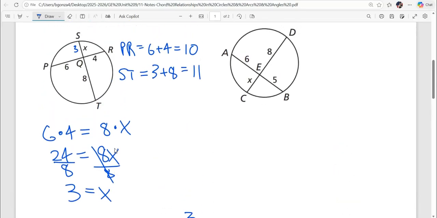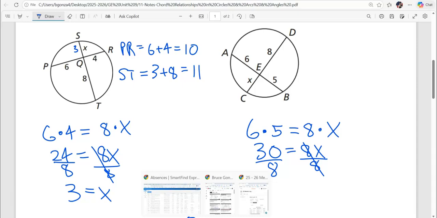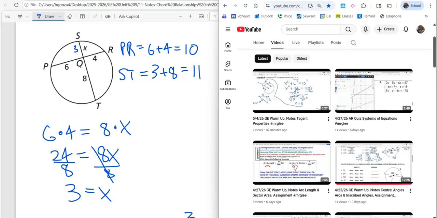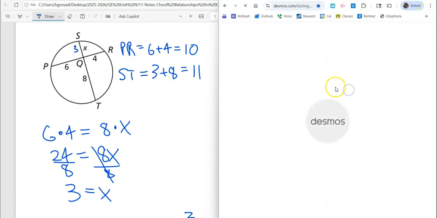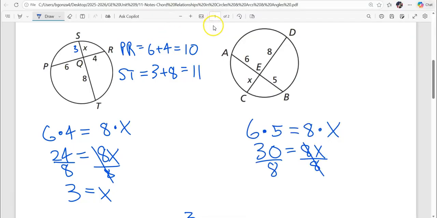Too easy. Same thing over here. Part times part of the same chord, 6 times 5 equals part times part on the other chord, 8 times x. 6 times 5 is 30. 8 times x is 8x. Divided by 8. 30 divided by 8 is 3.75.